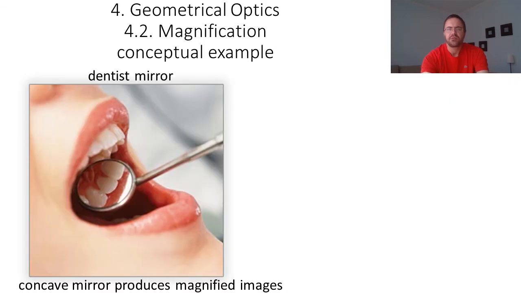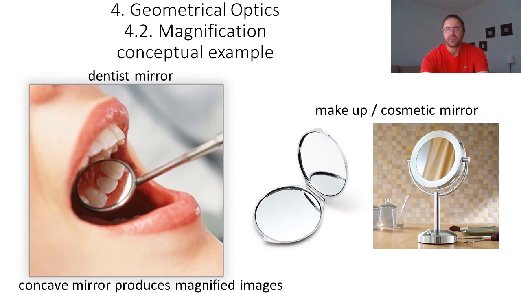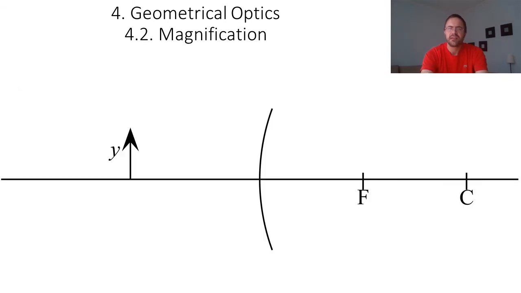This is used to produce magnified images, for example, the mirror used by the dentist or the cosmetic mirror. Those are concave mirrors that have a very large radius of curvature so that the object is typically quite close and produces an image that is not only larger, but it's also upright, right? It's not inverted. But we can also create upright images that are smaller.